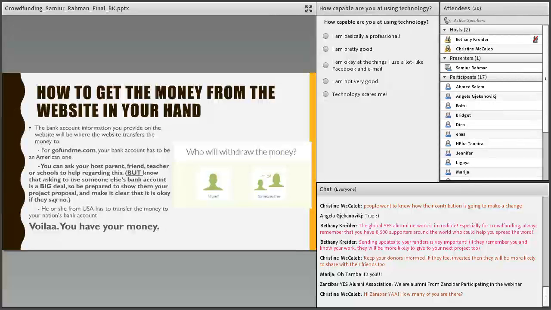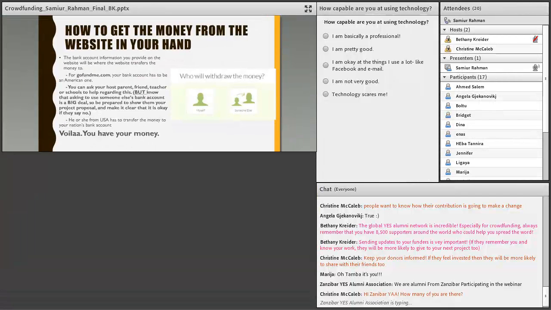So when you are on GoFundMe, you have to connect an American account because it's an American website, right? So you can ask your host parent or your friend or a teacher or your principal, someone you trust enough to handle that much money. Do not give it to strangers. Do not give it to someone you met last night or someone you know is suspicious. I'm pretty sure your host parent, your friends, and teachers are the best people to contact.